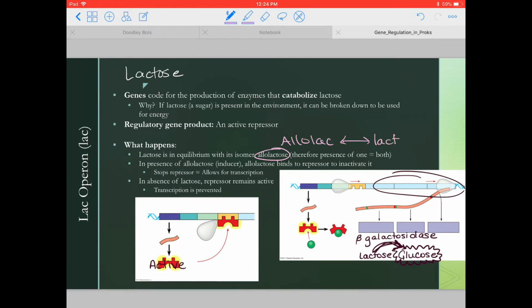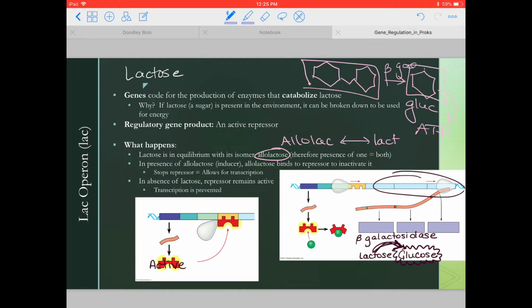Okay, but if you do have lactose in your environment, it's important to be able to then break it down, because lactose is a disaccharide, and you want to be able to make glucose from it, which is a monosaccharide that you can then use to make ATP, right? And so that's the beta-galactosidase. So if you have the disaccharide, you have to be able to break it down into the monosaccharide. Otherwise, it's pointless. That's where beta-galactosidase comes in. That's where this operon comes in.